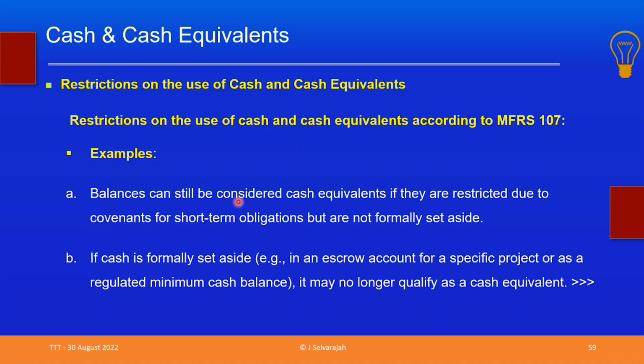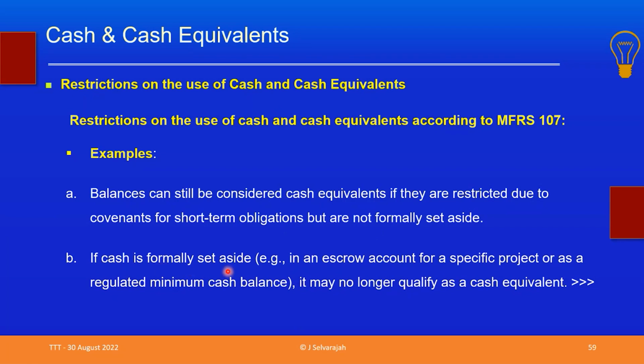Short-term obligation, they can still be considered cash equivalents if they are restricted due to covenants for a short-term obligation, but that is only an obligation. The fixed deposit is not formally set aside for the purpose of the obligation, because you may be changing your fixed assets. So they allow you to do it. Only when something goes wrong will they clamp on a certain amount of fixed deposits, all right? But you still can use it.